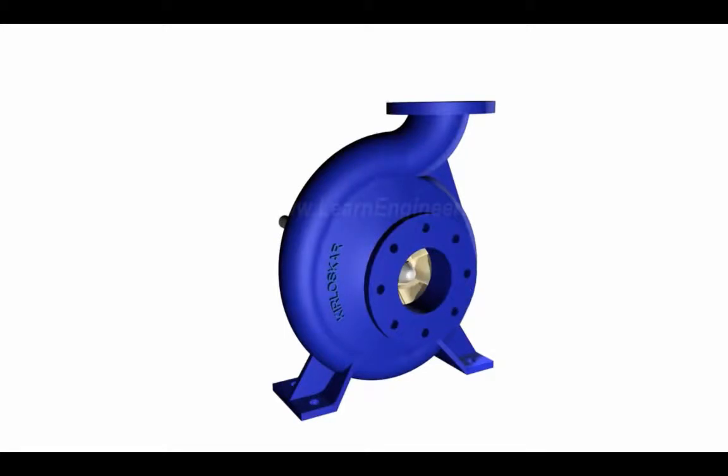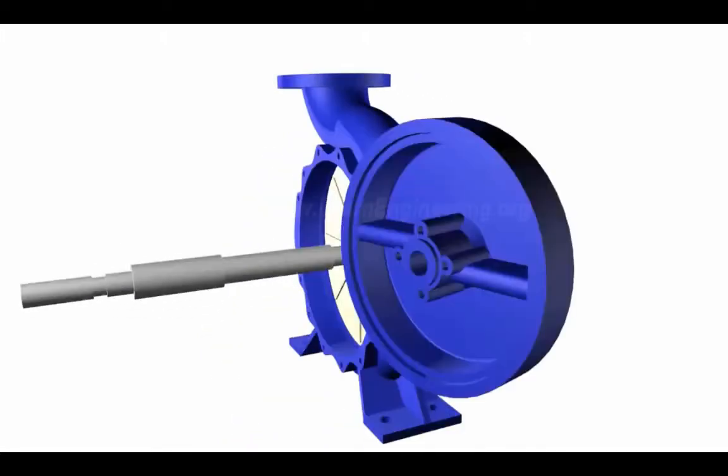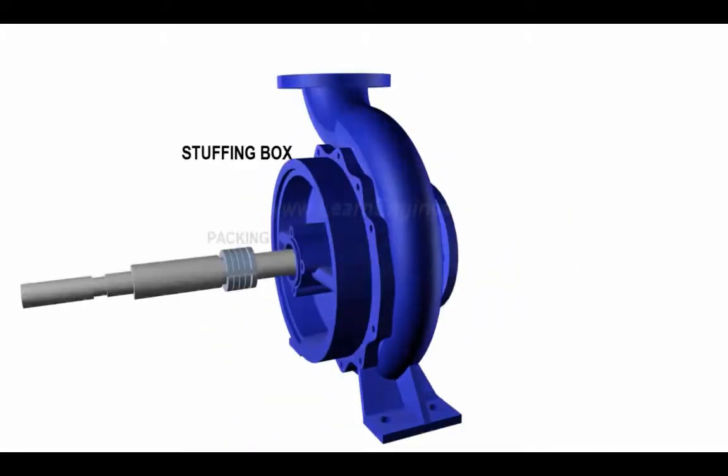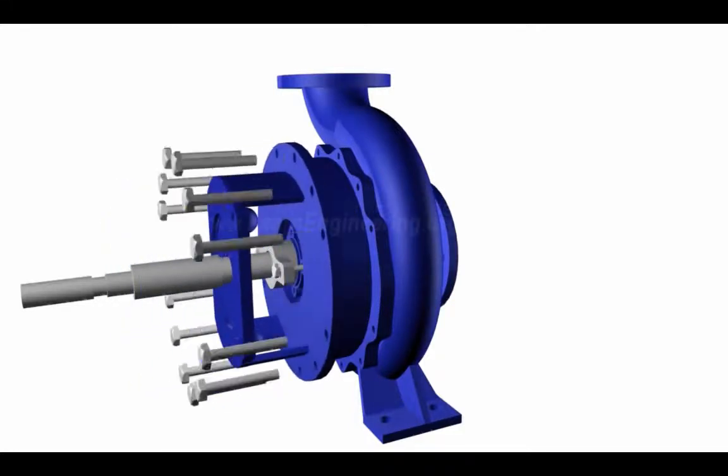Since water pressure inside the casing is huge, a proper sealing arrangement is imperative in arresting water leakage through the shaft casing clearance. A mechanical seal or stuffing box based mechanism is used for this purpose.